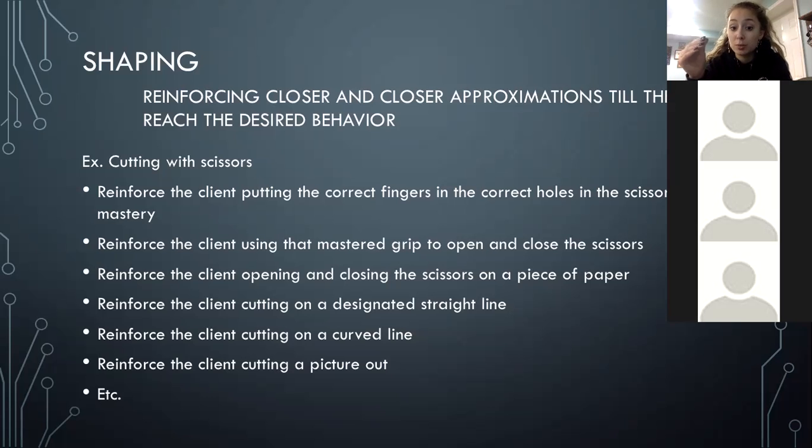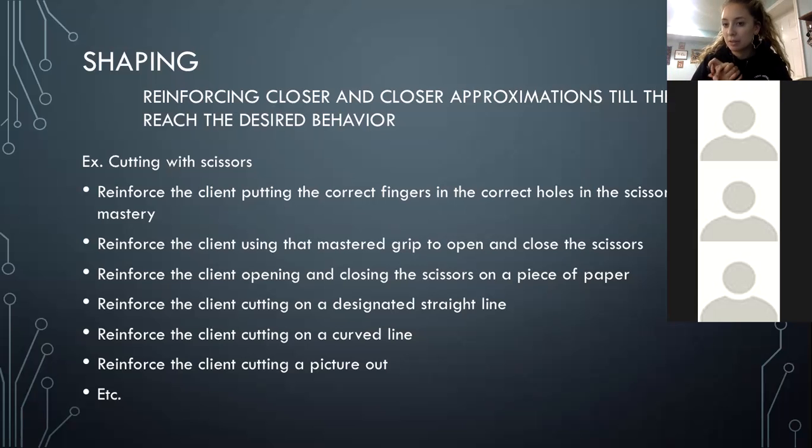So now they can open and close with that grip, but can they open and close it on a piece of paper? So that would be my next step, is introducing the actual paper to cut. Okay, now I'm gonna draw a line on the paper. Can they open and close the scissors on a straight designated line? That's a straight line. My next step might be a curved line. And then my last step would be a picture. They will finally be able to cut out a picture. Okay, so here it is. We're gonna reinforce just closer and closer approximations, or maybe steps, until we can finally start reinforcing the desired behavior, which is to cut a picture out in this case.